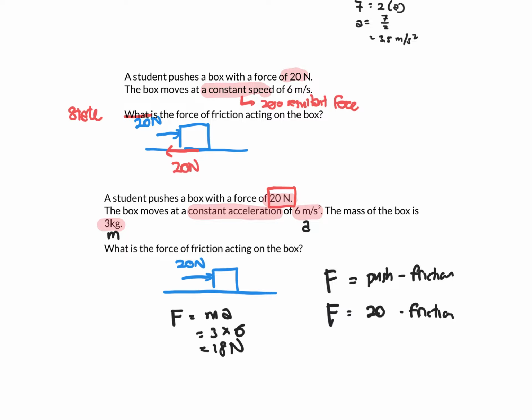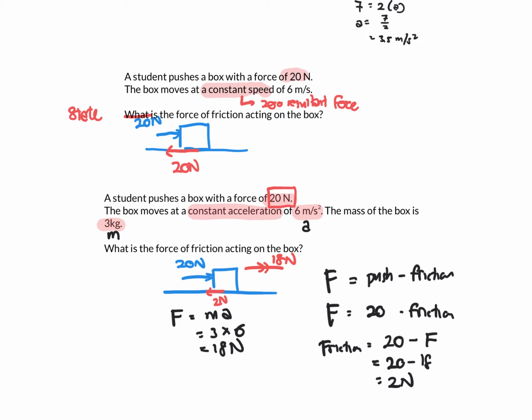So let's rearrange it. I'm looking for the frictional force, and that's going to be equal to 20 minus F. This is basic mathematics, it shouldn't be too difficult. 20 minus 18 equals 2 newtons. That means friction is going to be acting 2 newtons this way. And does it work out? Yeah, it does. I'm going to write it this way, that my resultant force is 18 newtons, like that.